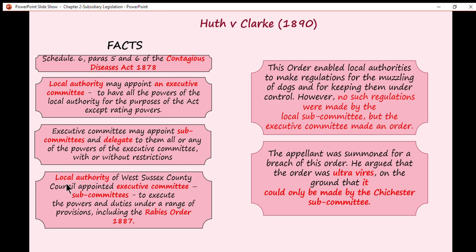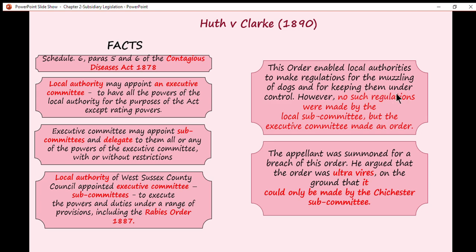Okay, then what happened in this case? The local authority, West Sussex County Council, appointed an executive committee, which later appointed subcommittees and executed the powers and duties under a range of provisions, including the Rabies Order 1887. So the local authority delegated the powers to the executive committee, which later delegated its powers to the local subcommittees. This order enabled local authorities to make regulations for the muzzling of dogs and for keeping them under control.